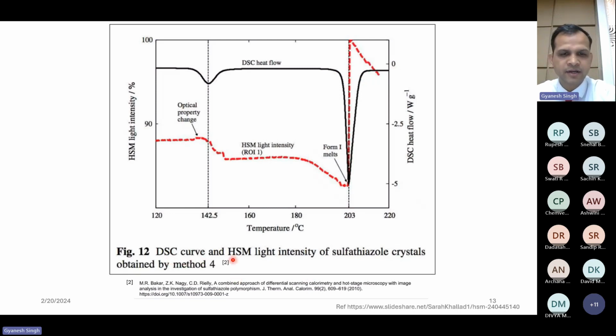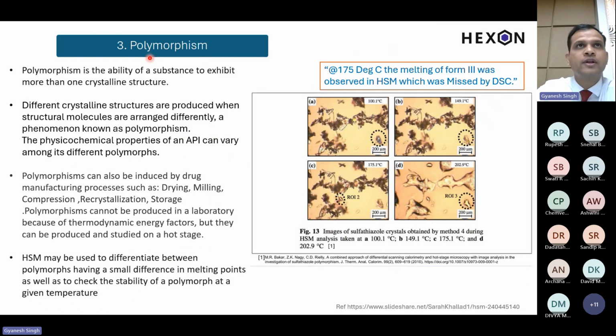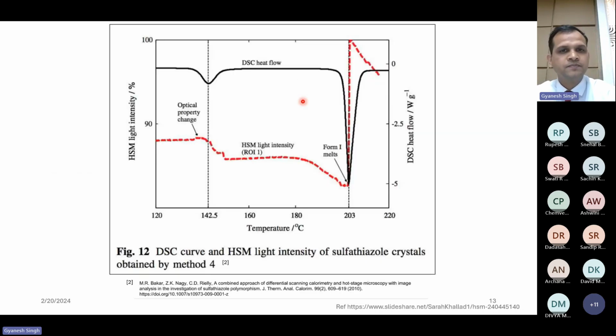These are the DSC curve and HSM light intensity of sulfathiazole crystal obtained by method 4. Then, of course, there are several other papers for this. If you want, I can share more papers on this.